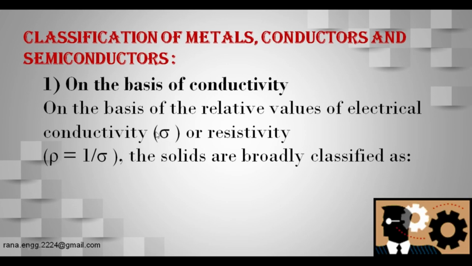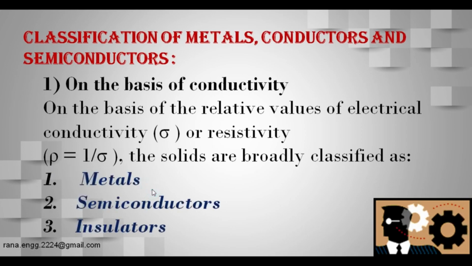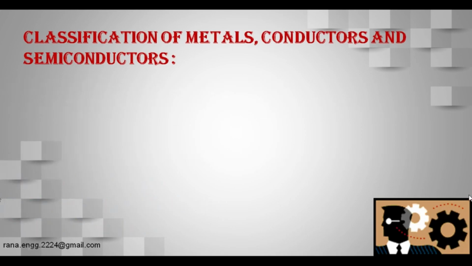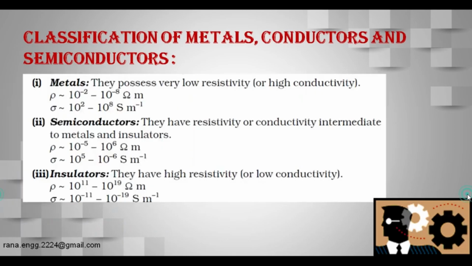Conductivity is denoted by sigma, and the opposition to this conductivity is called resistivity. It is related to resistance. It is given by rho. The rho is equal to 1 upon conductivity. So let us see the values of conductivity for metals, semiconductors and insulators.